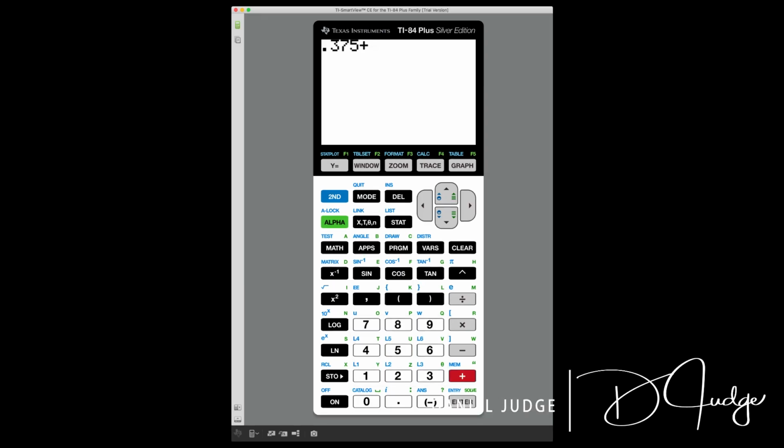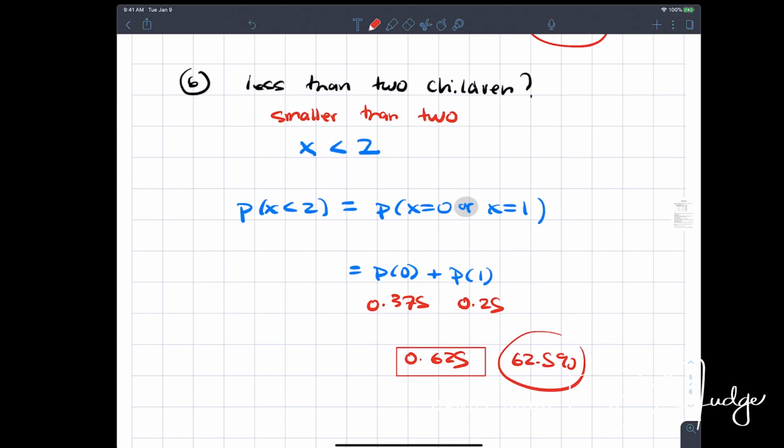So 0.375 plus 0.25, ladies and gentlemen, you're going to get 0.625. And yes, Catherine Molina is correct. 0.625 is the answer in terms of probability. And what that means here is 62.5% of people in this table have less than 2 children. That's an important detail. 62.5%. Good. Outstanding.